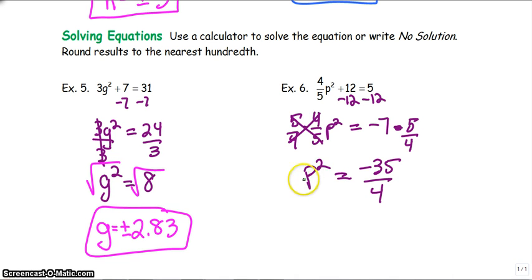Last but not least, I want to get the p by itself, so I square root. Take a look, boys and girls. What do you notice? Oh my gosh, I'm taking the square root of a negative number. Do we know how to take the square root of a negative number? We do not. Therefore, my solution is no solution.